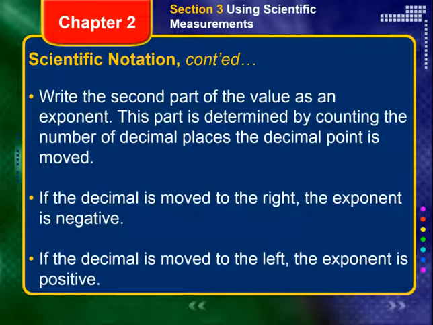Write the second part of the value as an exponent. This part is determined by counting how many decimal places the decimal point was moved when you're moving the decimal on that coefficient. If the decimal is moved to the right, the exponent is negative. If the decimal is moved to the left, the exponent is positive.